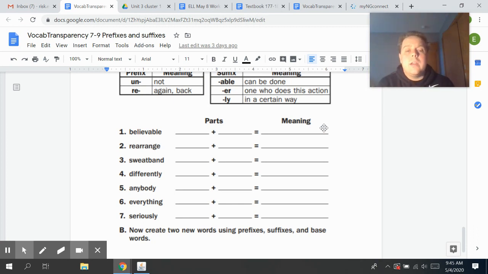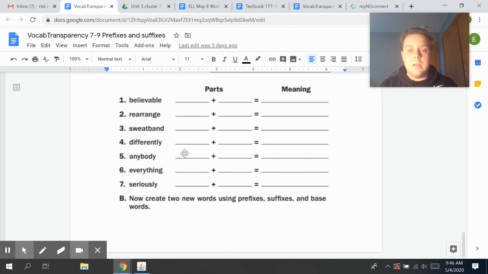Okay. Rearrange. So arrange means like to put stuff in order. Prefix re, to do again. Verb arrange. So it's like you arrange your stuff again, rearrange. Sweatband. Okay, so something you could put here or here. Sweat plus band, sweatband, meaning it's a band that holds your sweat. Differently, okay, different in a certain way. Different plus ly, differently, different in a certain way.